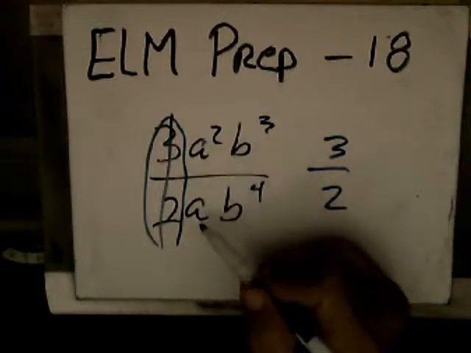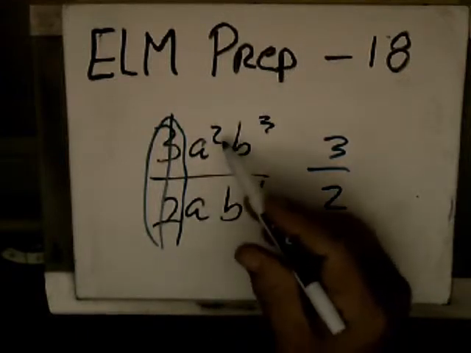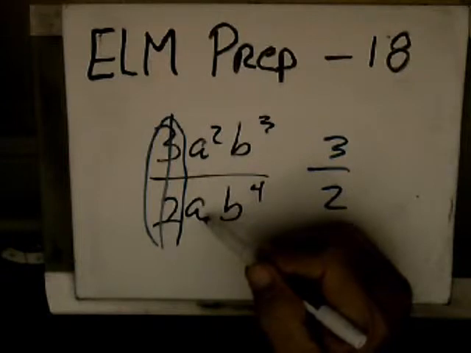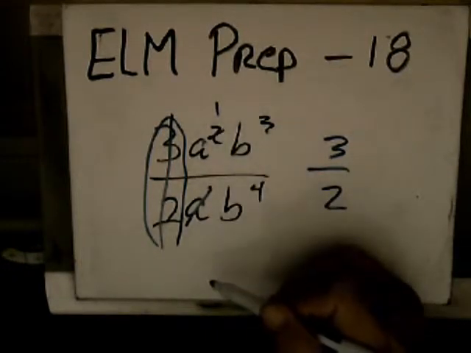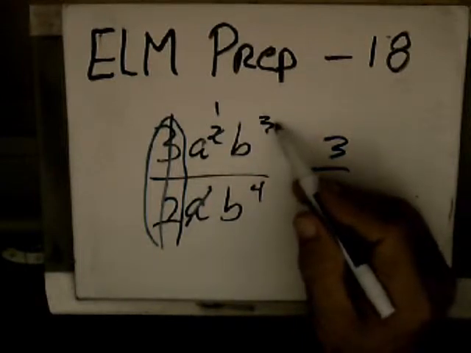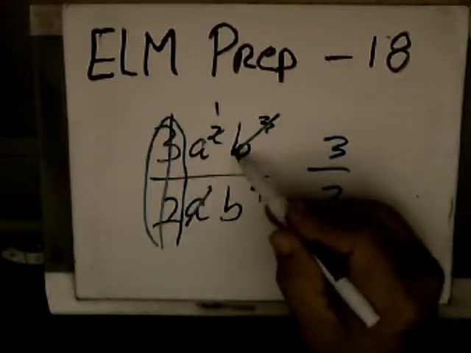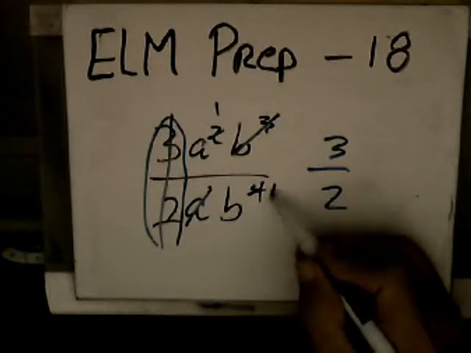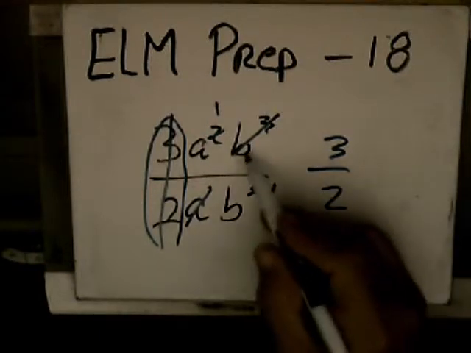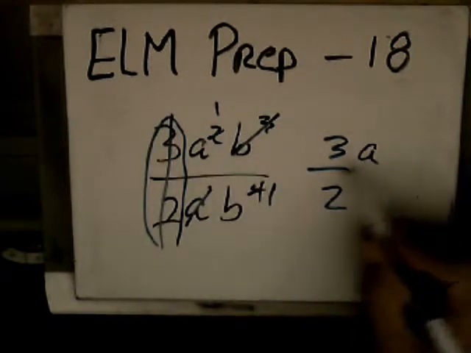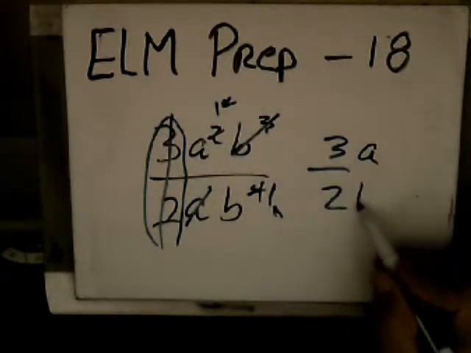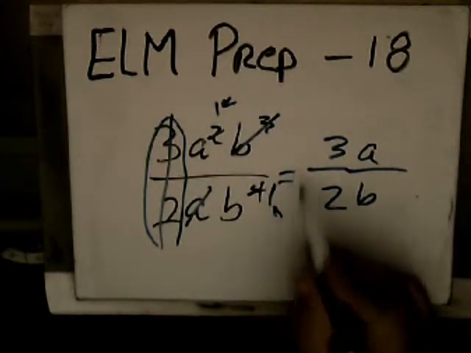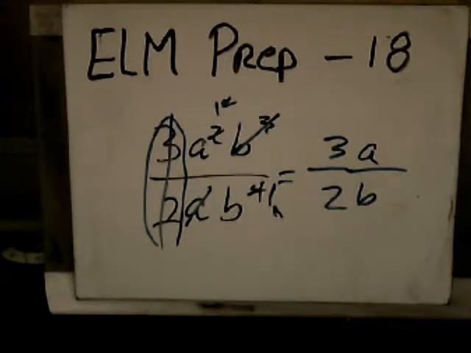Well, now I have letters. Letters are very straightforward. I have 2 A's on the top and 1 on the bottom. So I'm going to take 1 away from the bottom, and I'm going to take 1 away from the top. I have 3 B's on top. I take 3 away from the top and 3 away from the bottom. And so I'm left with 1 A on top, and I'm left with 1 B on the bottom. And so my reduced or factored fraction is 3a over 2b.